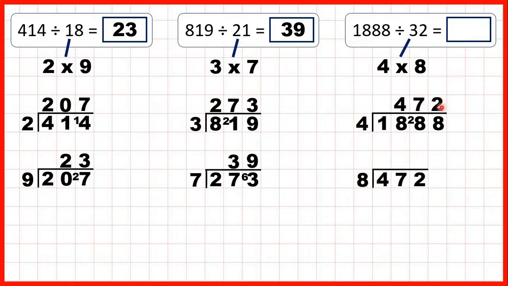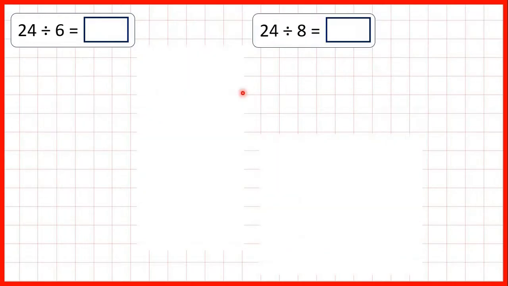So now we can take that answer and divide it by the other factor. So divide it by 8. 47 divided by 8 is 5, remainder 7, and 72 divided by 8 is 9. So our answer is 59. And again, we would have got the same answer if we'd first divided by 8 and then by 4. This trick also works when we're dividing by single-digit numbers. And this will help us to understand why using factor pairs to divide works.